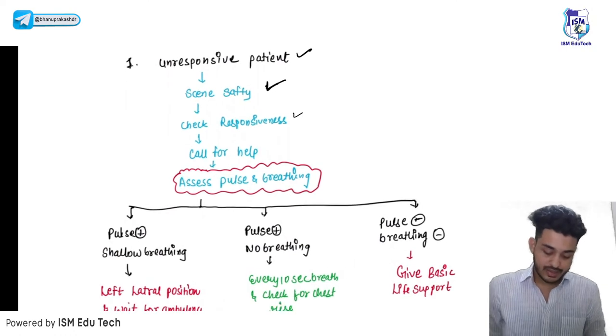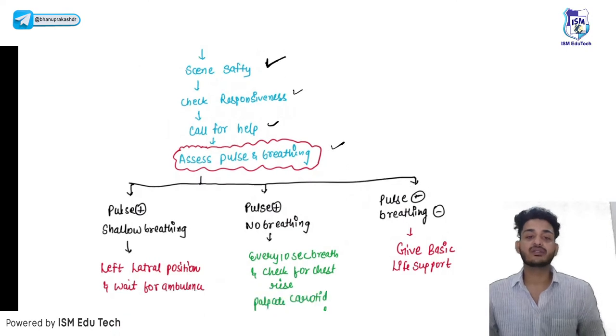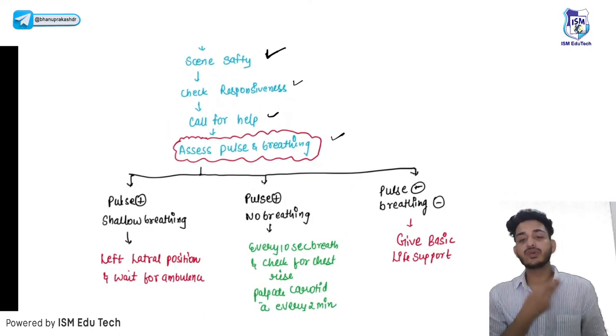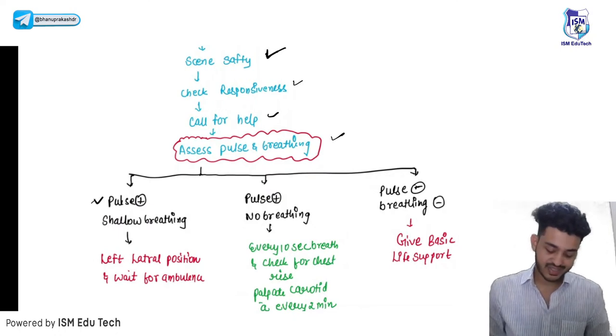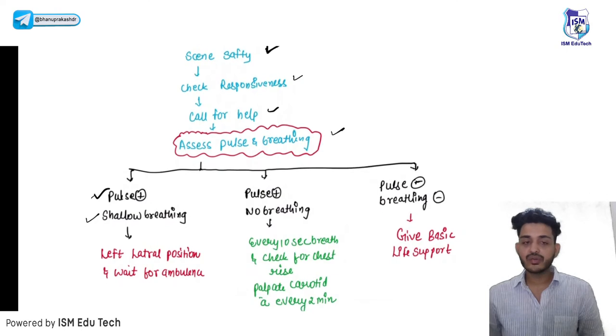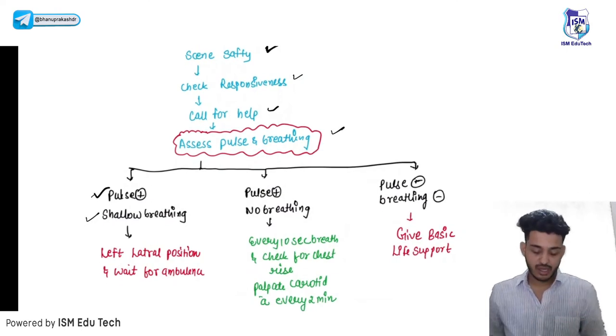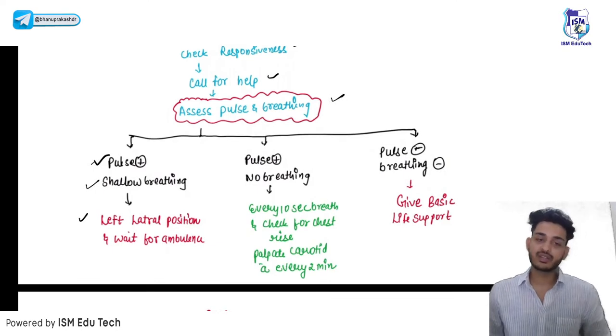Then you will call for help. Then you will assess for the pulse, and first thing you will check is the carotid pulse. If the pulse is present and the patient is breathing, but not breathing well, the breathing is shallow, then what will you do? You will put him in the left lateral position, and then you will call the ambulance.